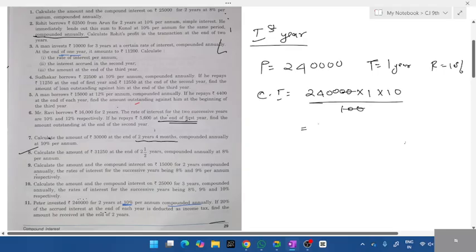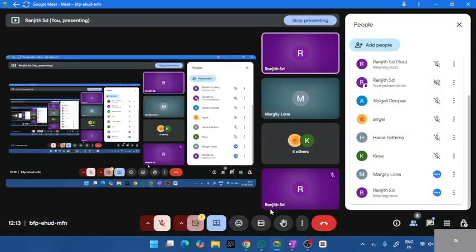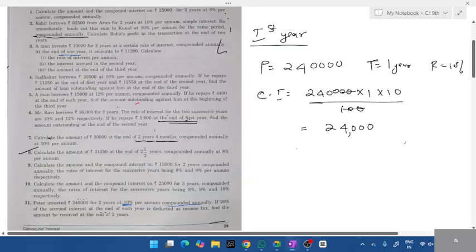What's the compound interest for first year? What did you get? 24,000. After this, reduce the income tax. So interest is 24,000 and tax, right? Tax is equal to 20%.